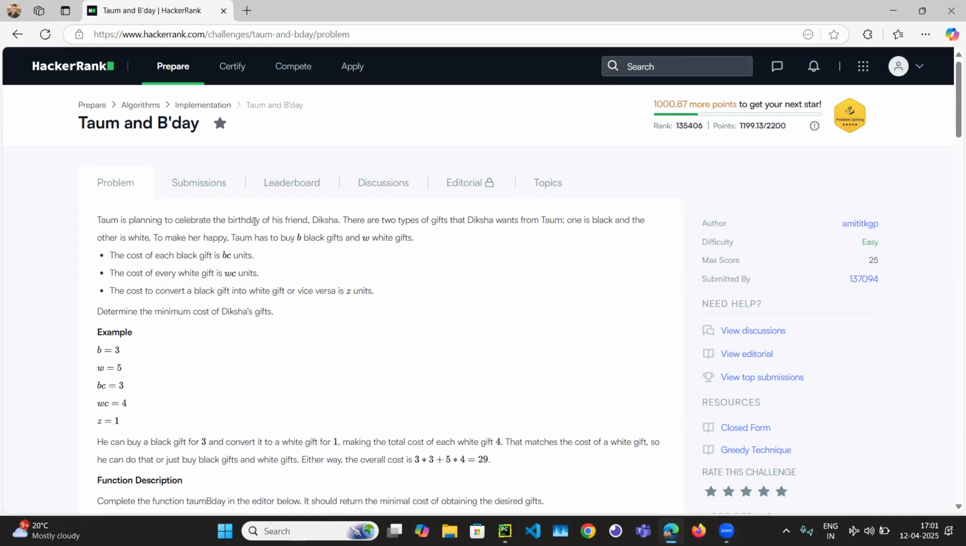Tom is planning to celebrate the birthday of his friend Diksha. There are two types of gift that Diksha wants from Tom. One is black and one is white. To make her happy, Tom has to buy B black gifts and W white gifts. So Tom has to give some gifts to Diksha, and Diksha wants only two colors of gift, one black and one white. So Tom is purchasing some black gifts and some white gifts, B black gifts and W white gifts.